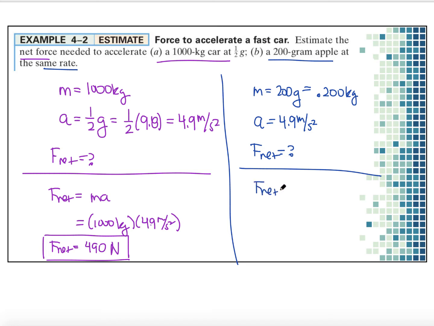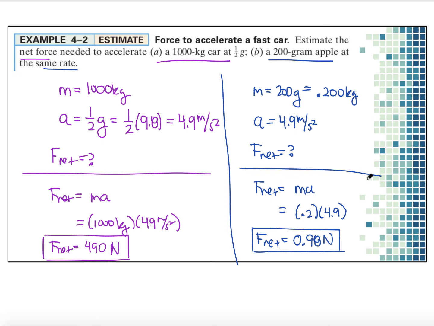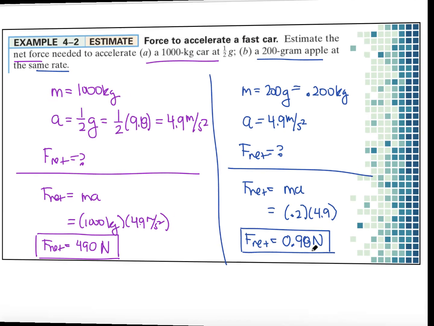So again, we do the same process. The net force is equal to the mass times acceleration, which in this case is now 0.2 times 4.9. And so, in this case, our net force is going to be 0.98, and that's going to be newtons. So you can see that to cause the same acceleration for two different masses, you have very different forces. 490 newtons for a large car versus less than a newton for a small apple.